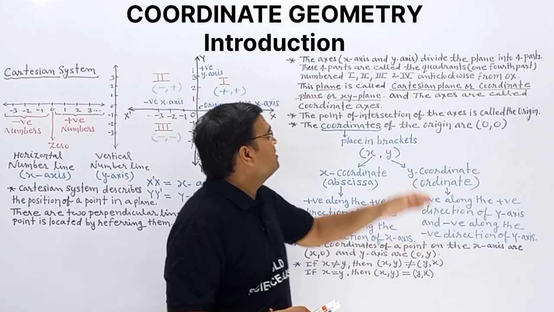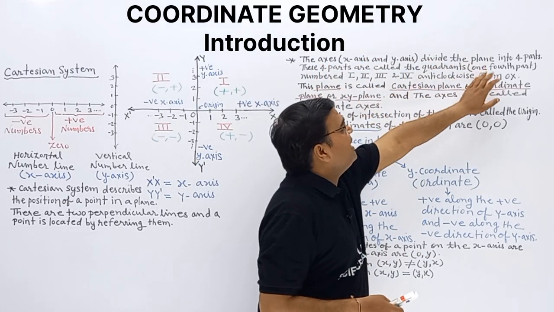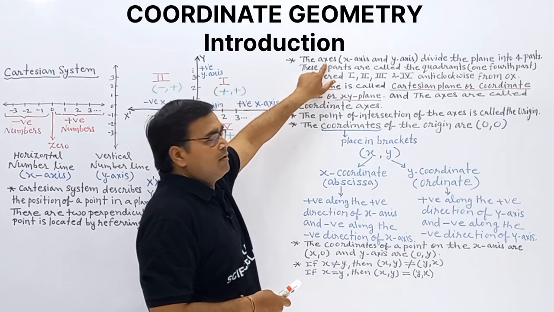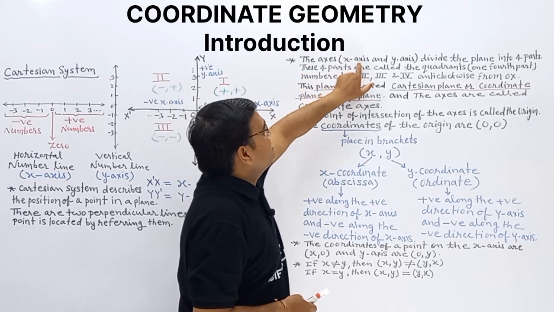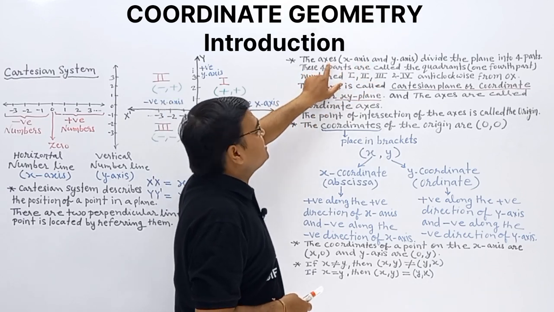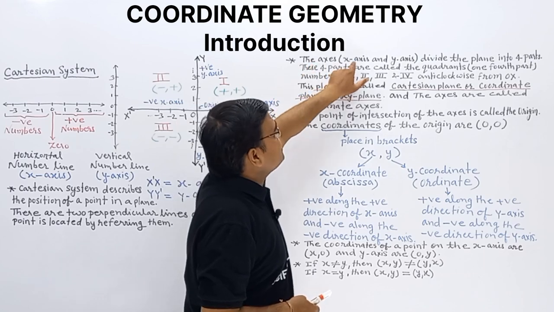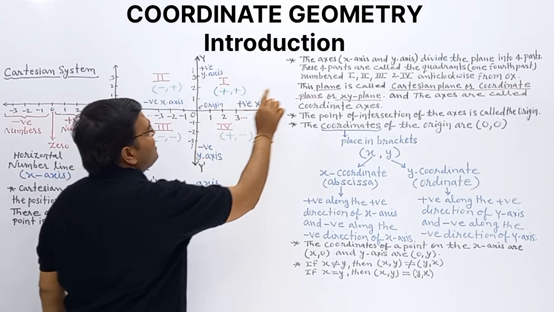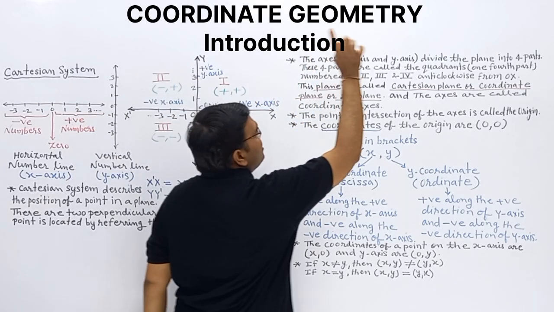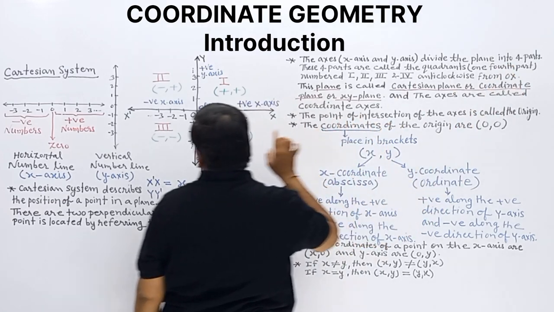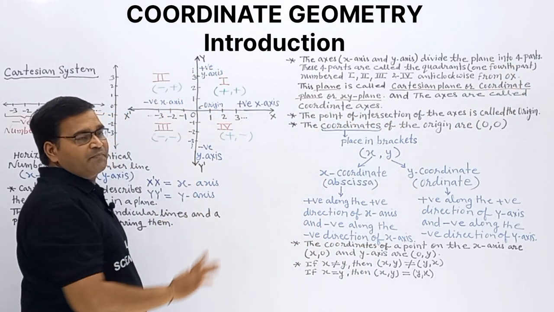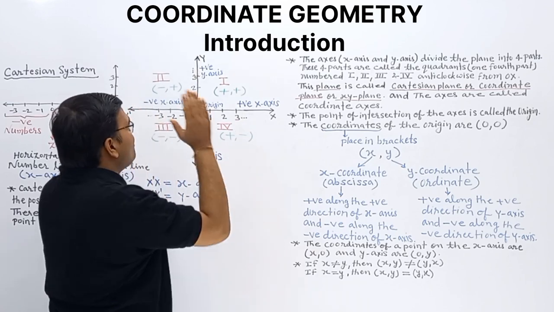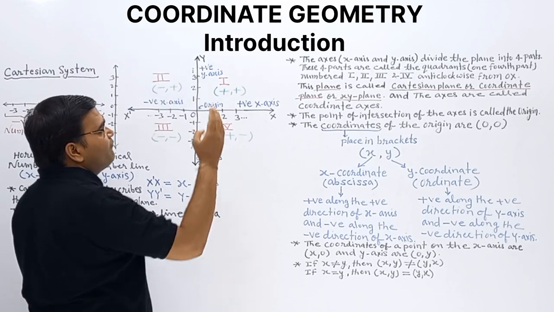Axes. Listen, the axes divide the plane. Axes is the plural of axis. So we can say x-axis and y-axis, or combined we can say axes. The axes divide the plane into four parts. These two axes, x-axis and y-axis, divide this plane into four parts.